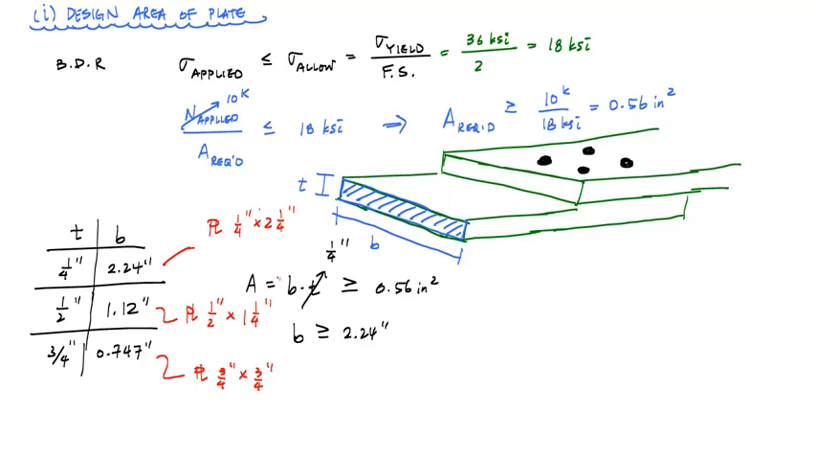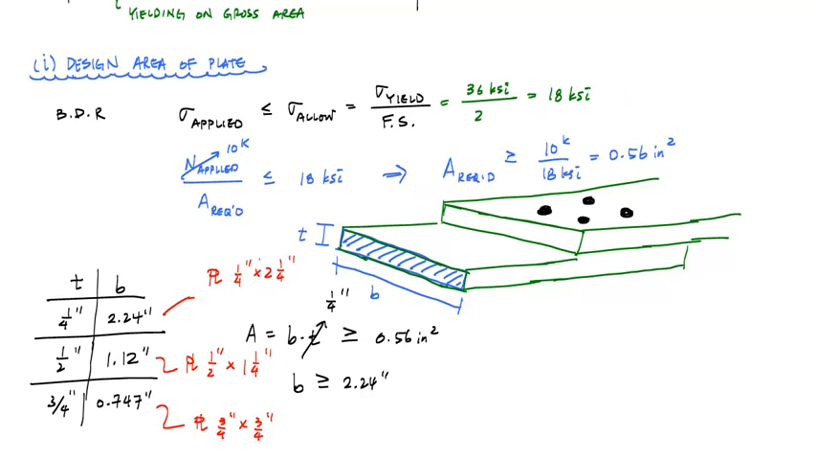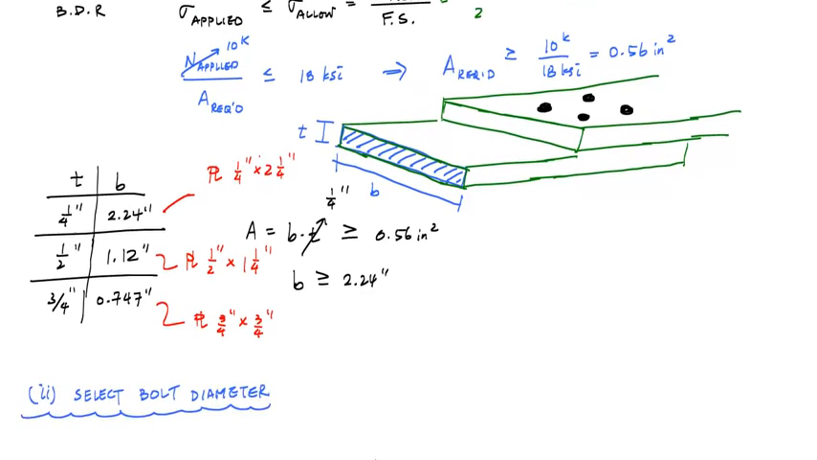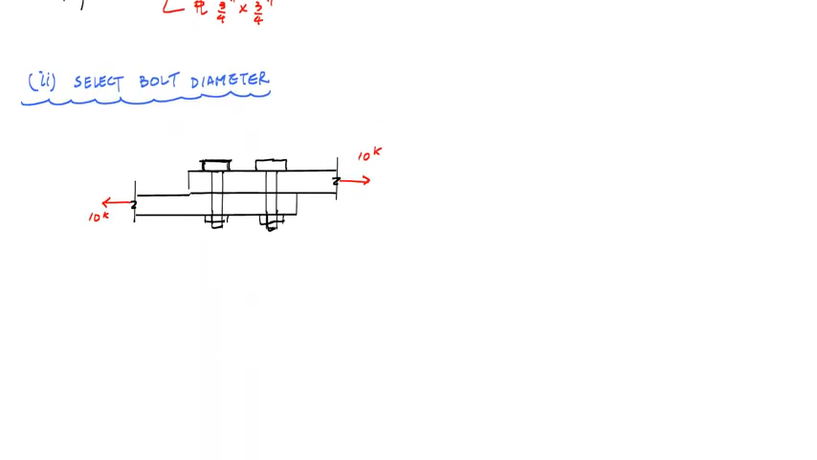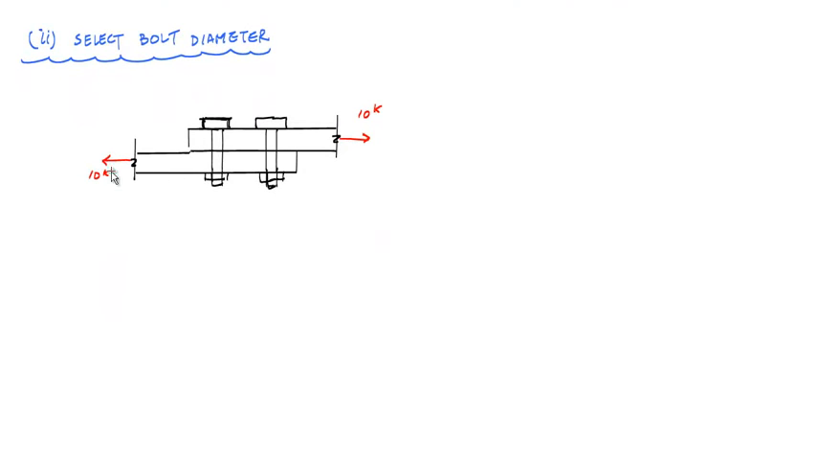One of these three will be the design for my plate to satisfy this basic design relationship with respect to yielding of the gross area. The next thing I want to do is check the bolt, or select or design the bolt diameter. And so in order for me to do that, I need to recognize that when I apply this 10 kip loading and I want to transfer it across to the other plate, it transfers through the bolts by shear. And so if I draw, let's say a cutout, in 3D, this is what it might look like.